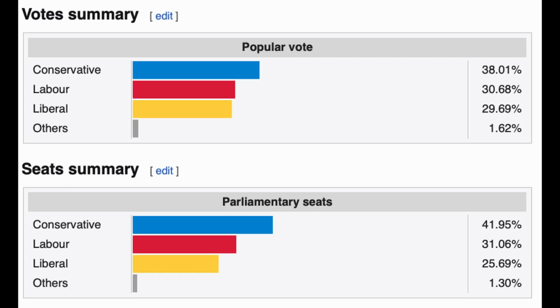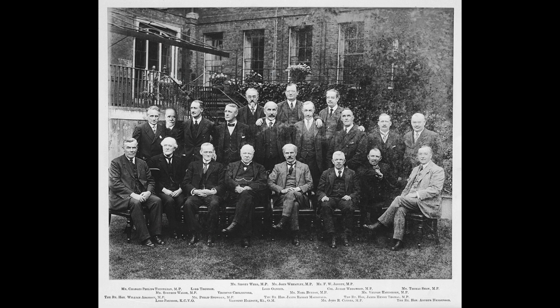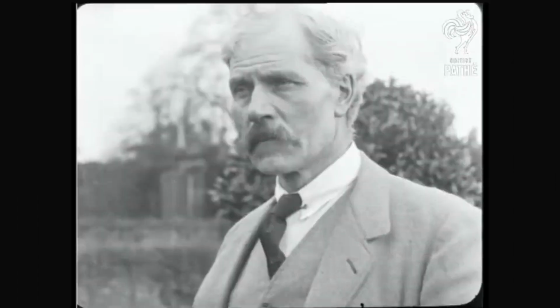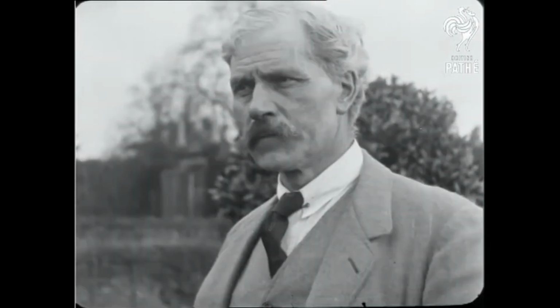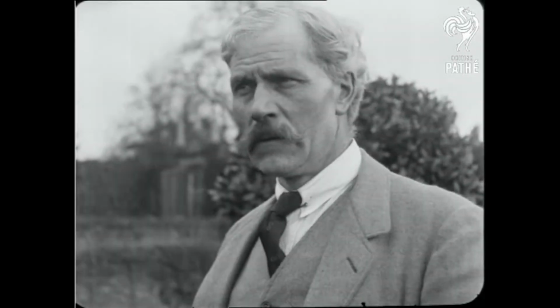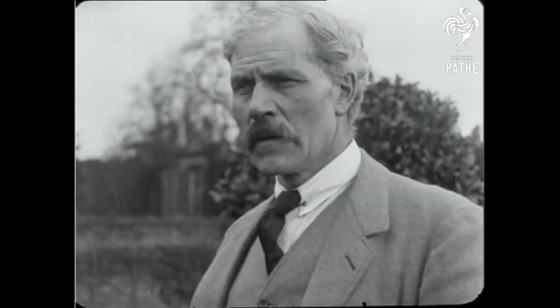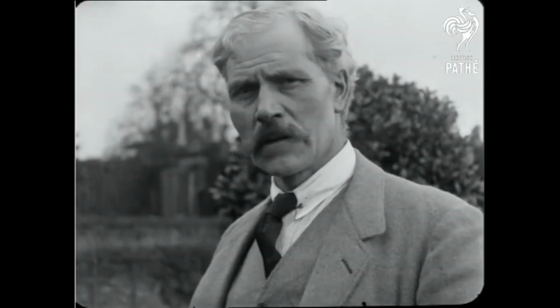The result was a hung parliament, with Baldwin's Conservatives being the largest party but unable to govern. His government lost a vote of confidence in the House of Commons, and Baldwin recommended to the King that he call Ramsay MacDonald, the Labour leader. There was some debate within the Labour Party about whether they should form a government, with only 191 seats in the House of Commons, well short of a majority. But MacDonald concluded that Labour could not be seen to refuse the call to take office, and so the first Labour government was formed, which would govern as a minority government for just over 9 months.